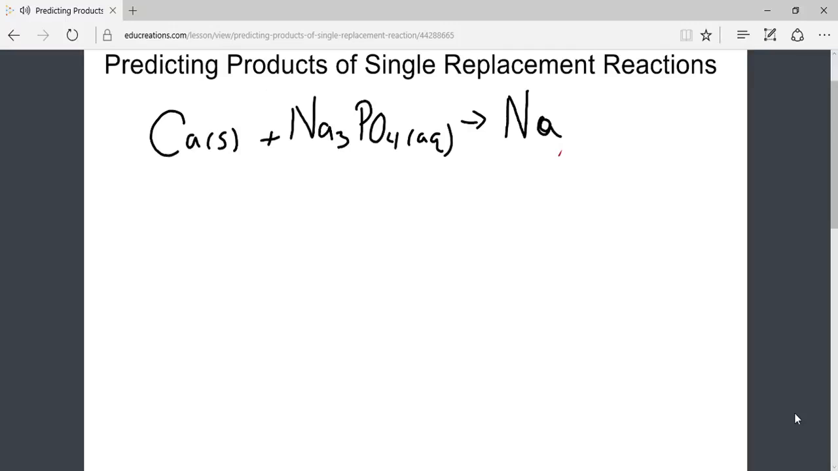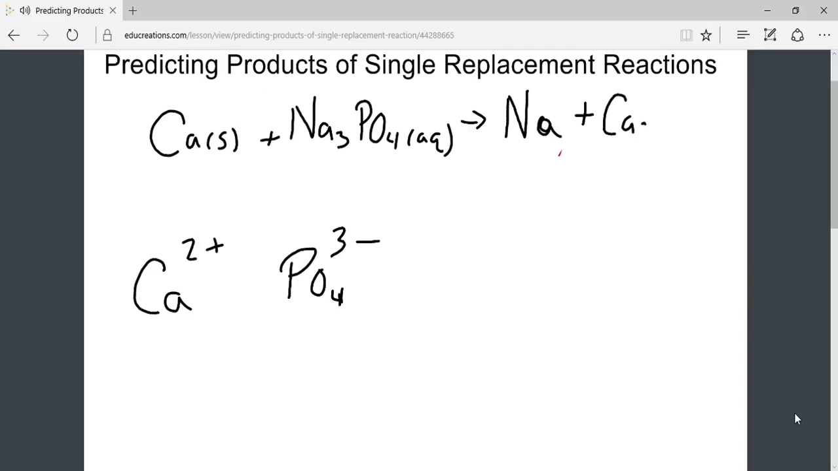To predict the correct formula for calcium phosphate, we need to consult the charges for each of the ions. Calcium always has a 2+ charge, with phosphate always having a 3- charge. With this in mind, the correct formula for calcium phosphate would require 3 calcium and 2 phosphate ions.